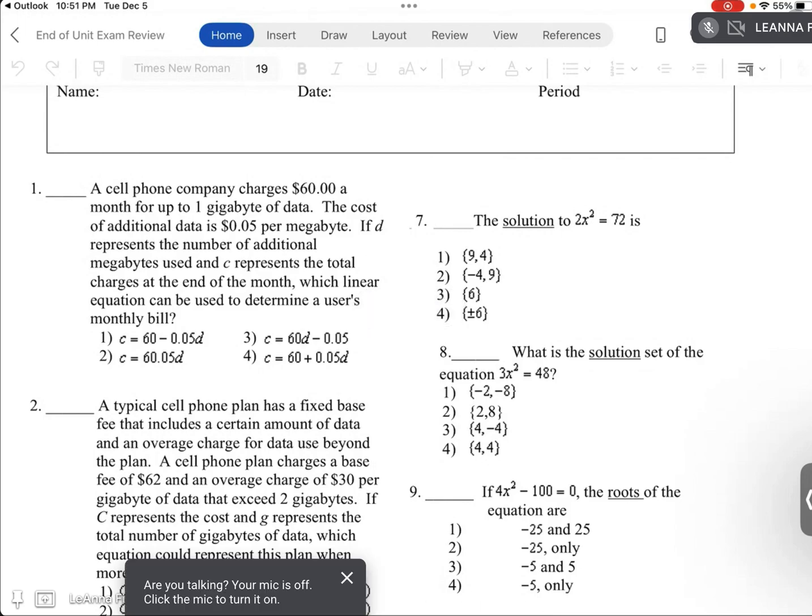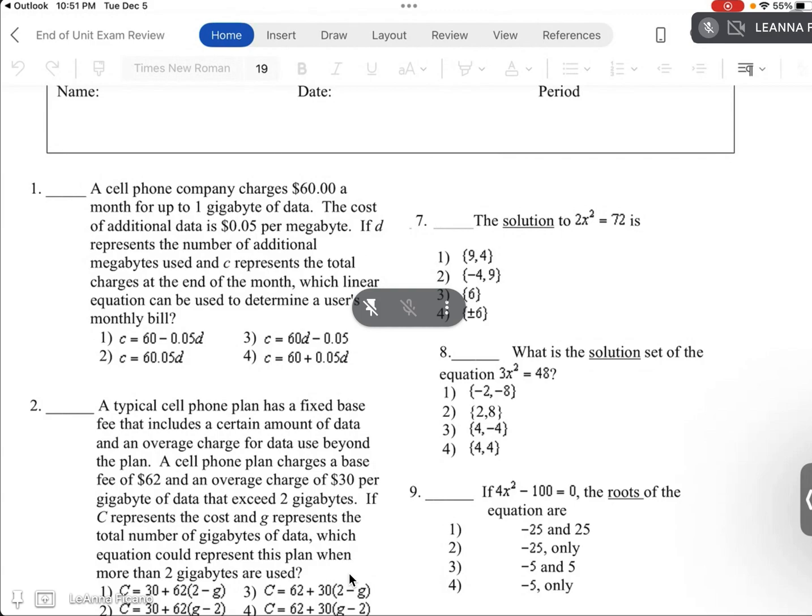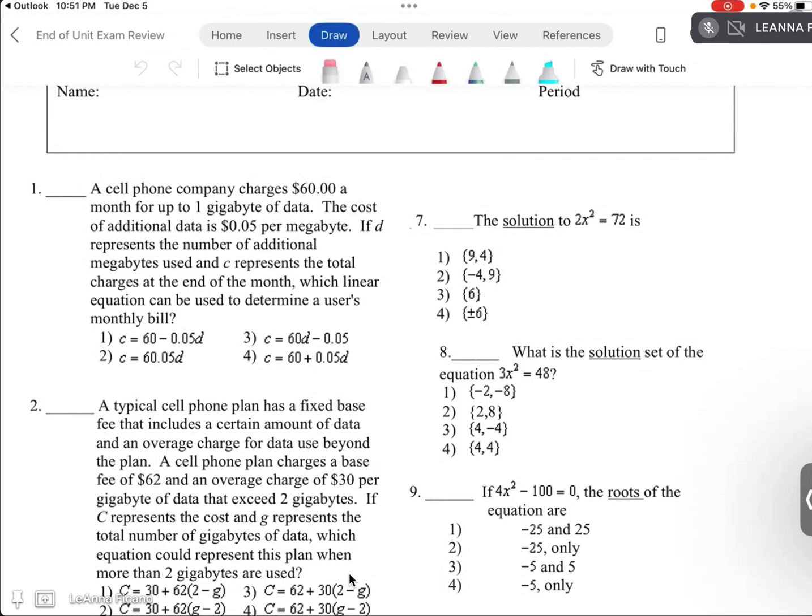Let's get started on our end of Unit 2 exam review. So let's look at question 1. A cell phone company, I'm actually going to set up my drawing.